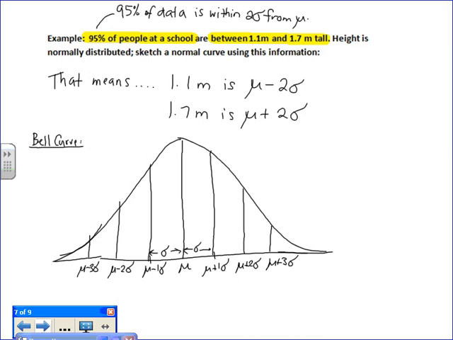Now I can go ahead and put those two values that I have right here on my curve. So on the bottom, the mean minus 2 standard deviations right here is 1.1 meters. Okay, and 2 standard deviations above is 1.7 meters. And there we go, I've labeled those on my curve. So that's what I've been given. Now we can go ahead and figure out where the mean is, what the standard deviation is, and fill in all the rest. So let's look at the questions that you have below.